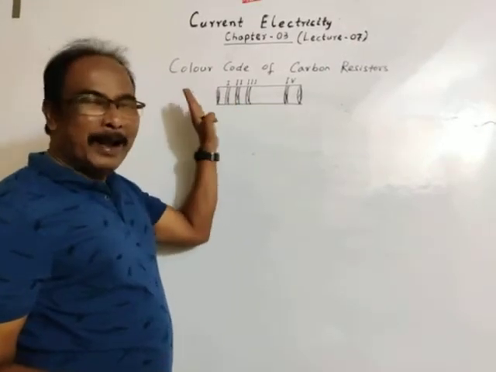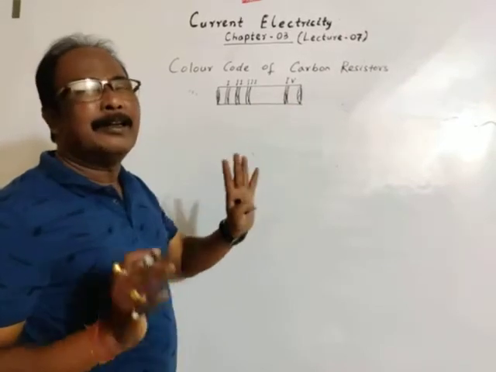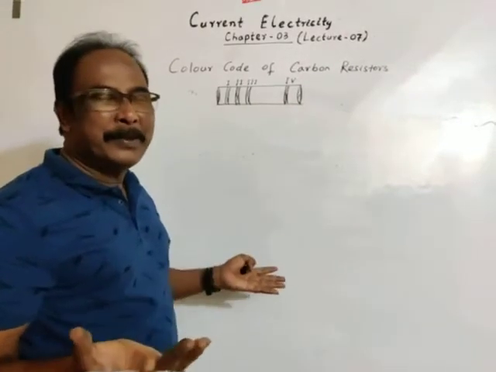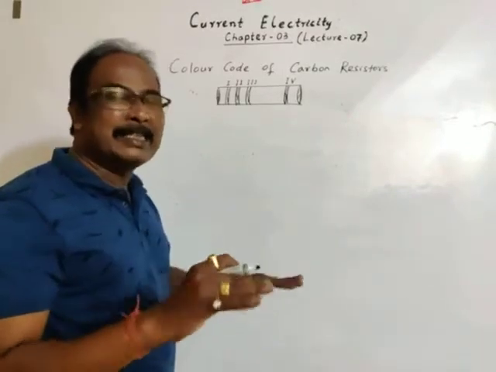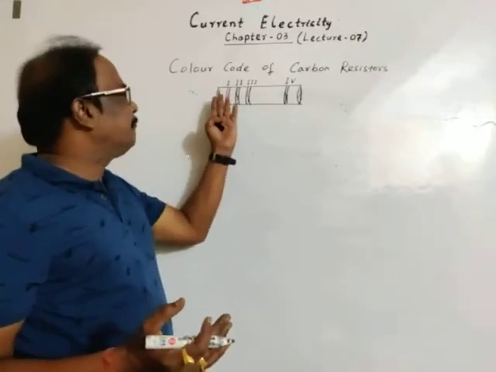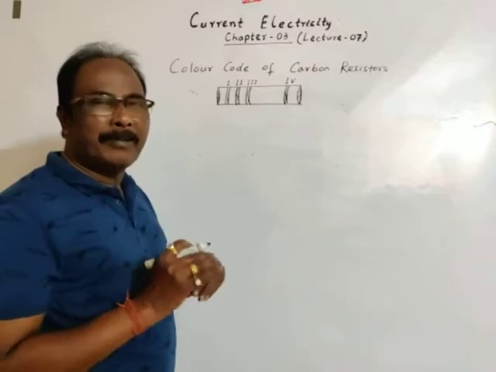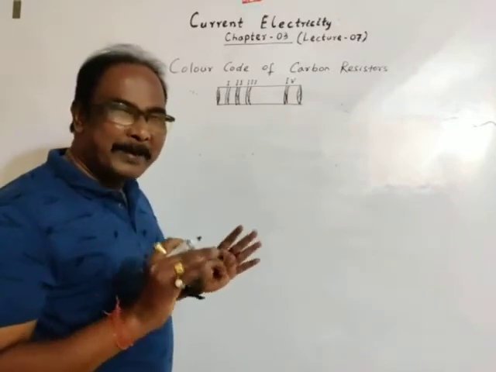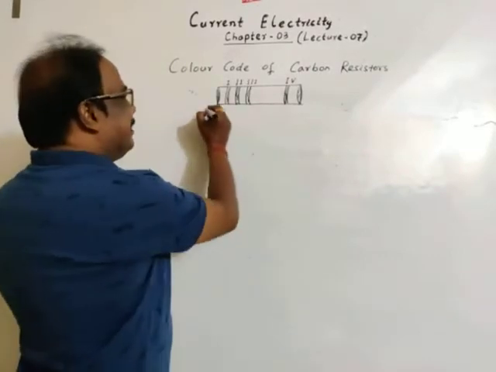Three bands at one end and another one band, the fourth band, at the other end, from which we can calculate the resistance of the carbon resistor very easily. So what do we get from the first, second and third band, and what do we get from the fourth band? I'm writing in brief. You note it down, then I will read it.